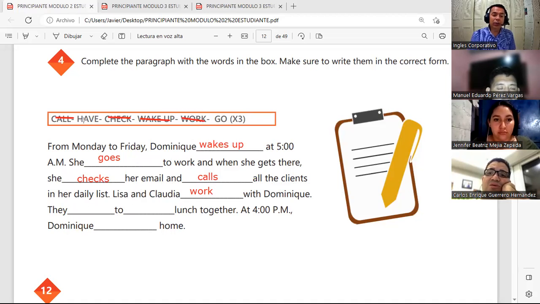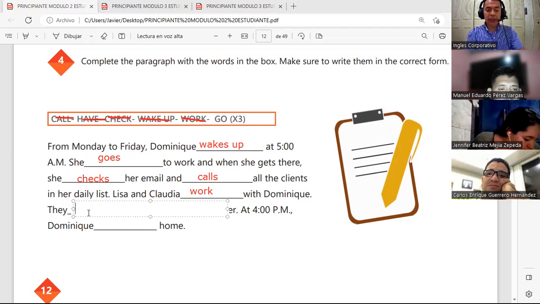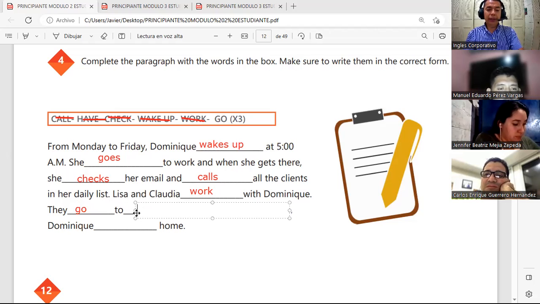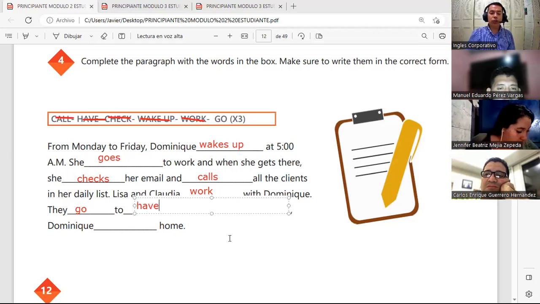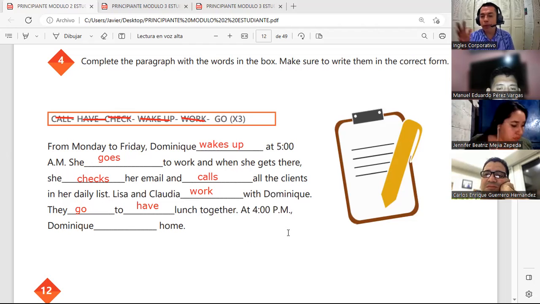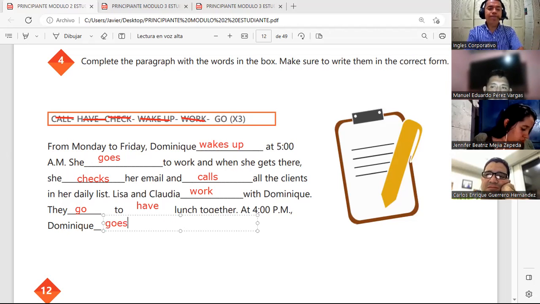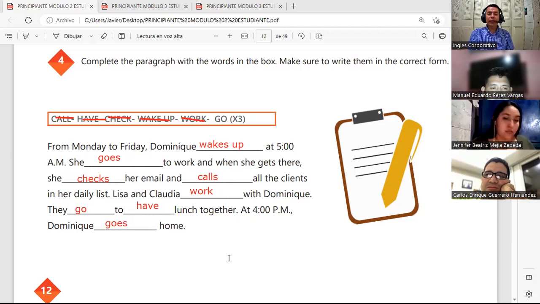So it's the go and have, right? Let me do this. They go to have lunch together. I imagine you do that. All the people in a van, right? Go together to have lunch. Okay, good. And Dominique? Go. At 4 p.m. goes. There she goes. There she goes again. Okay. Dominique goes home, right?